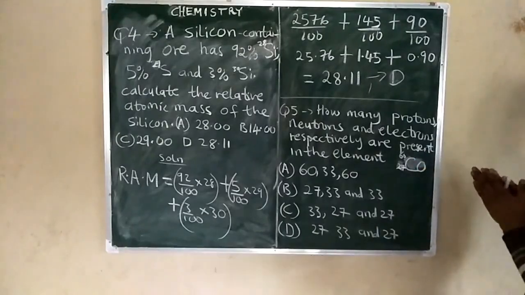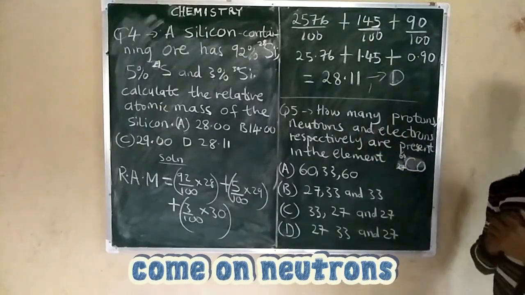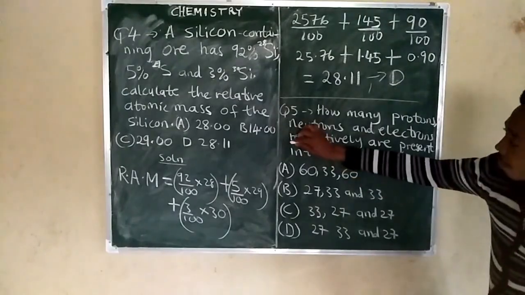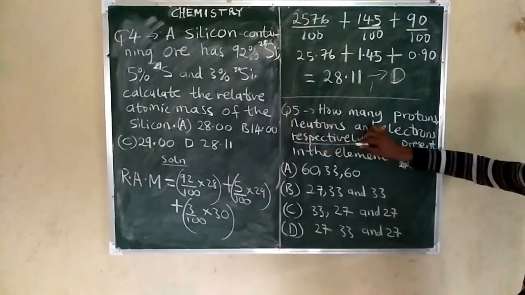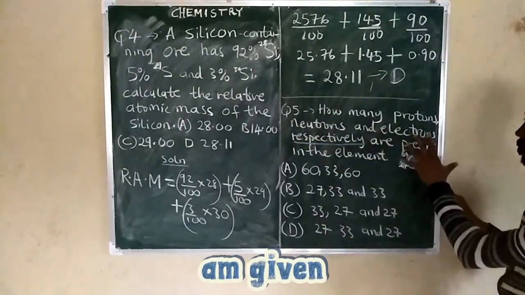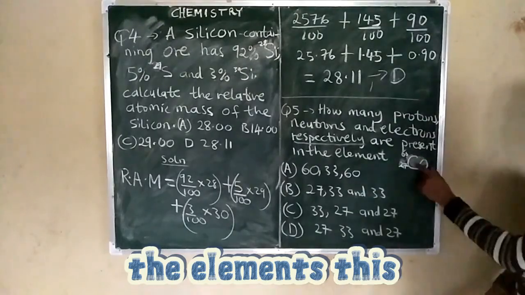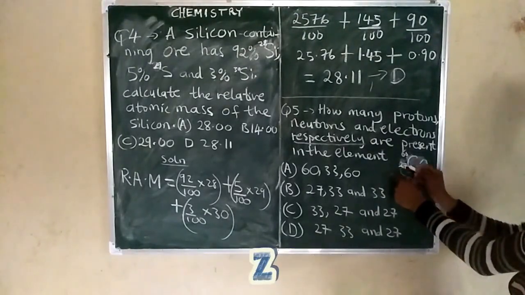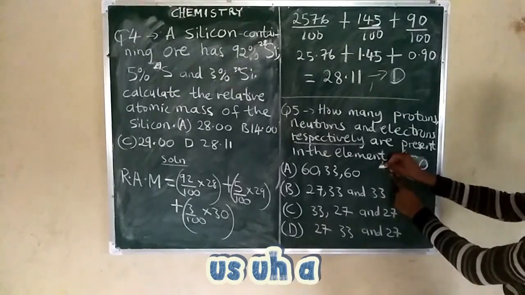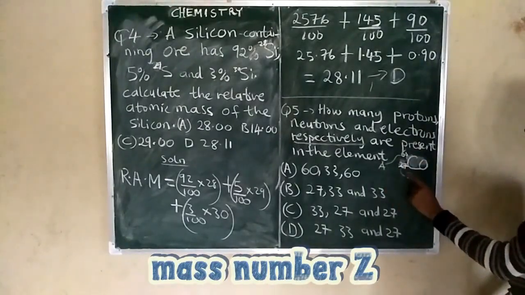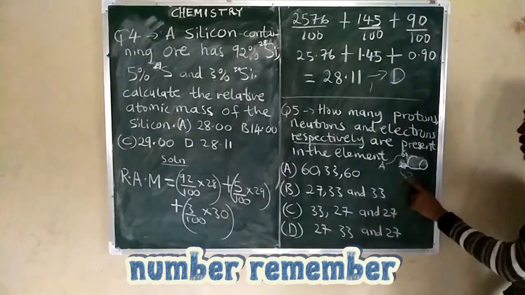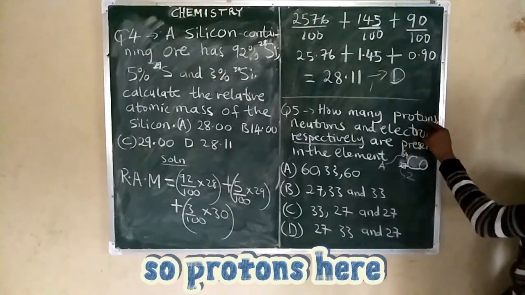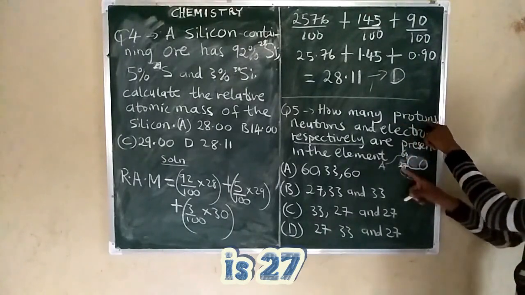Look at question 5. How many protons, neutrons, and electrons, respectively, are present in the element cobalt-60? From this word respectively, I'm going to follow the order in which I am given. Now, if you look, the value here is given as Z, while the value here is given as A. A is the mass number, Z is the atomic number. Remember, atomic number is the number of protons. So, protons here is 27.